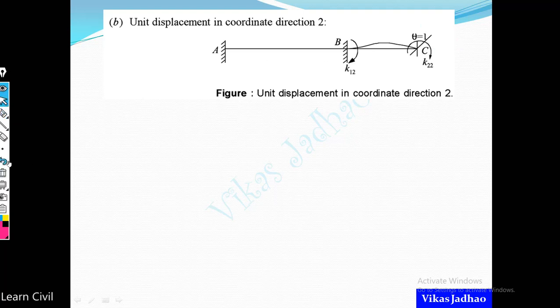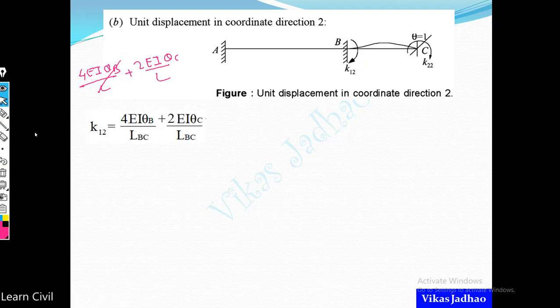Now we have to find out two stiffness coefficients here, k12 and k22. Here k12 is the stiffness at coordinate number 1 due to application of unit rotation at coordinate number 2, and it is given by the stiffness of member BC. So the stiffness of BC will be equal to 4 EI theta B divided by L plus twice EI theta C divided by L. Now we know that support B is a fixed support, so this term will be cancelled. So our equation will be something like this, and this theta B term will be cancelled.